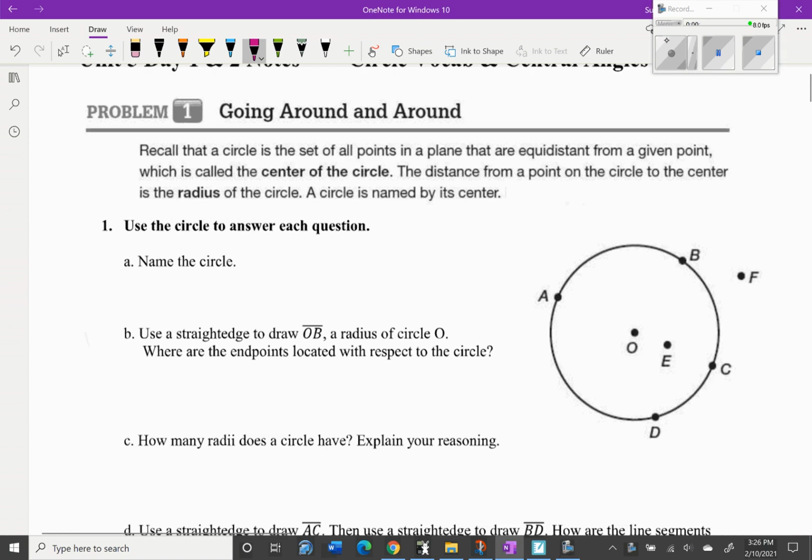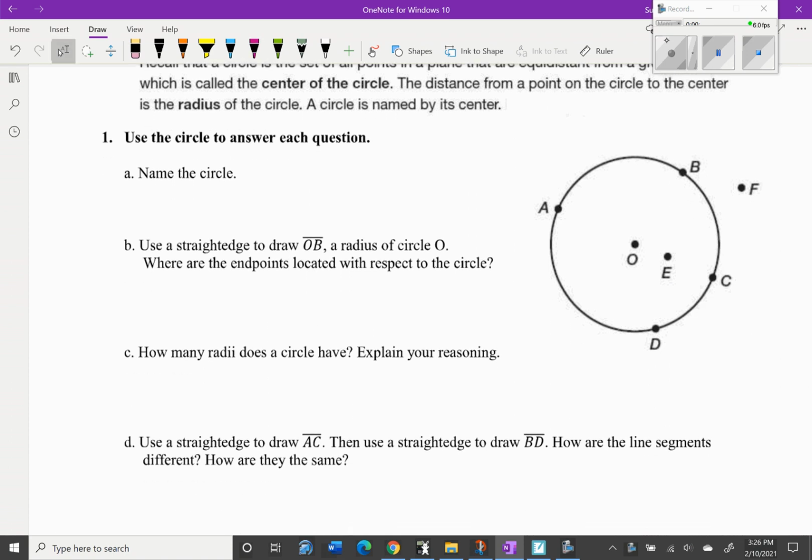So we're going to answer these questions using the circle to the right. Name the circle. If you look, the center of the circle we can see is O, so it's circle O. And then B says use a straight edge to draw a line segment OB, a radius of circle O, and say where the endpoints are located with respect to the circle.